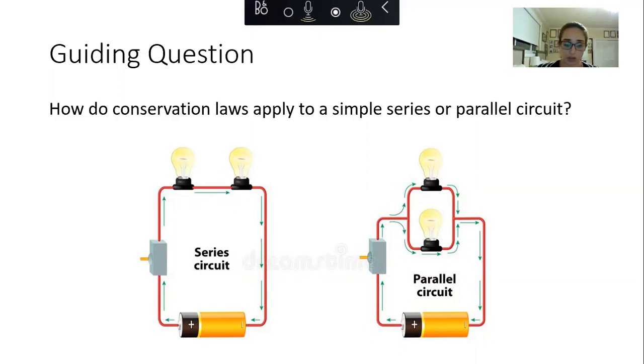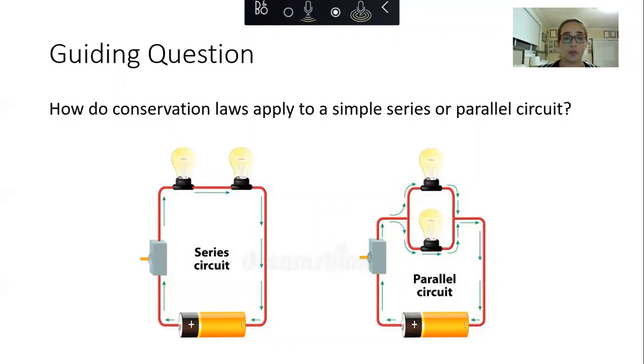Throughout this unit so far, we've talked about charges, static electricity, current and circuits, and how current flows through circuits. We are going to investigate a little more deeply how these conservation laws apply to the circuits that you see in front of you, both series or parallel.